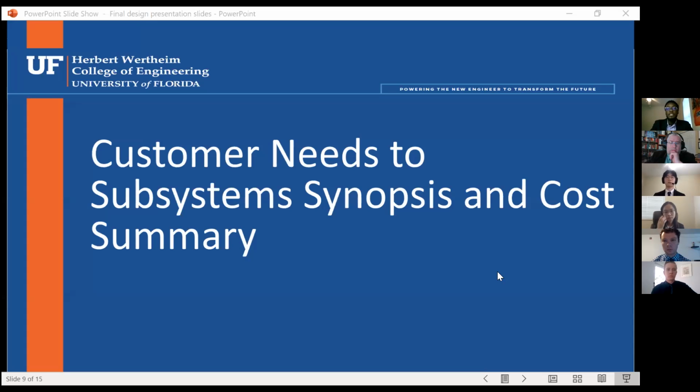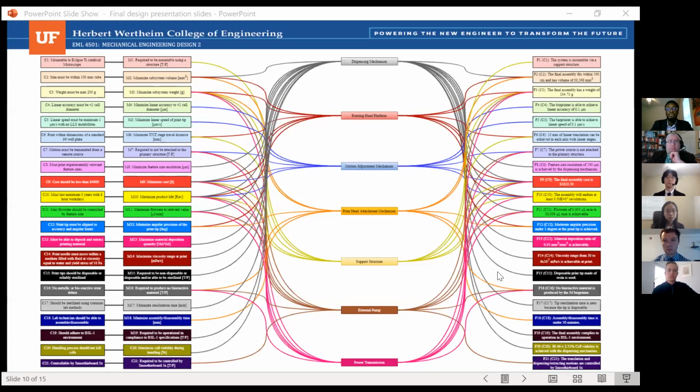In the second section, we will overview how our device was designed to meet a rigorous set of customer needs and how much it cost us to do so. There were a total of 7 subsystems used to address the customer's needs as shown in the flowchart.